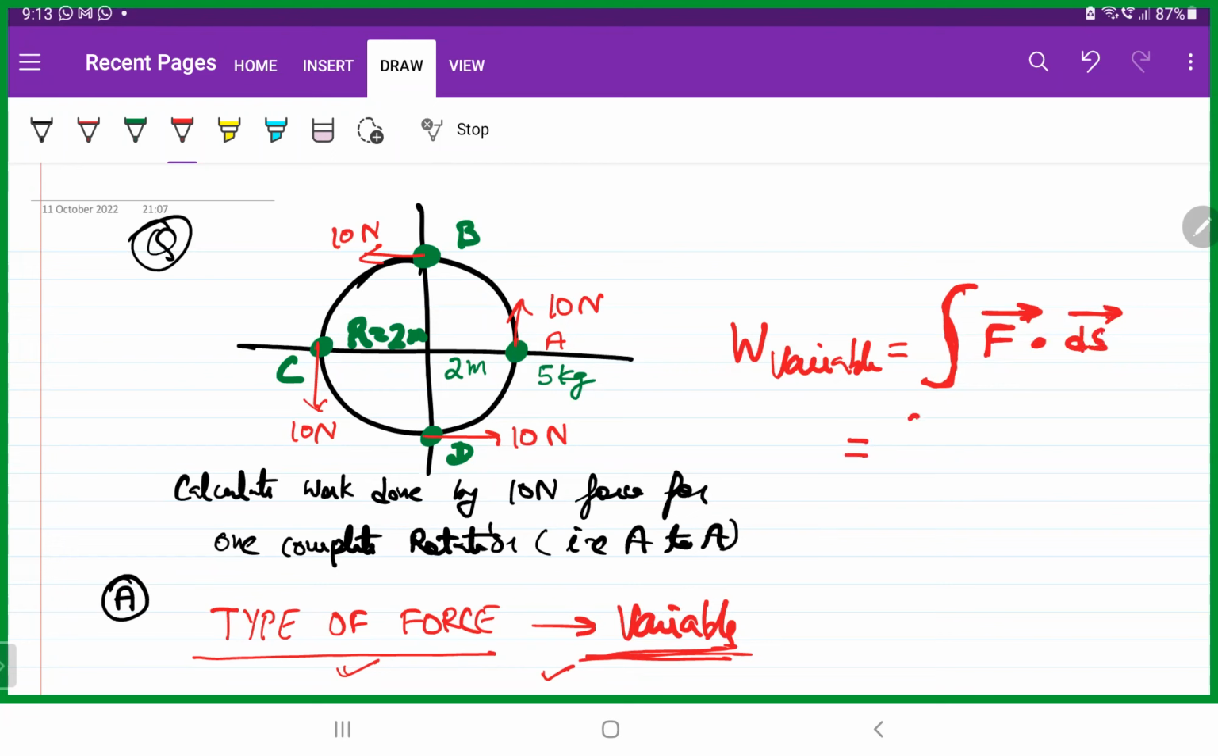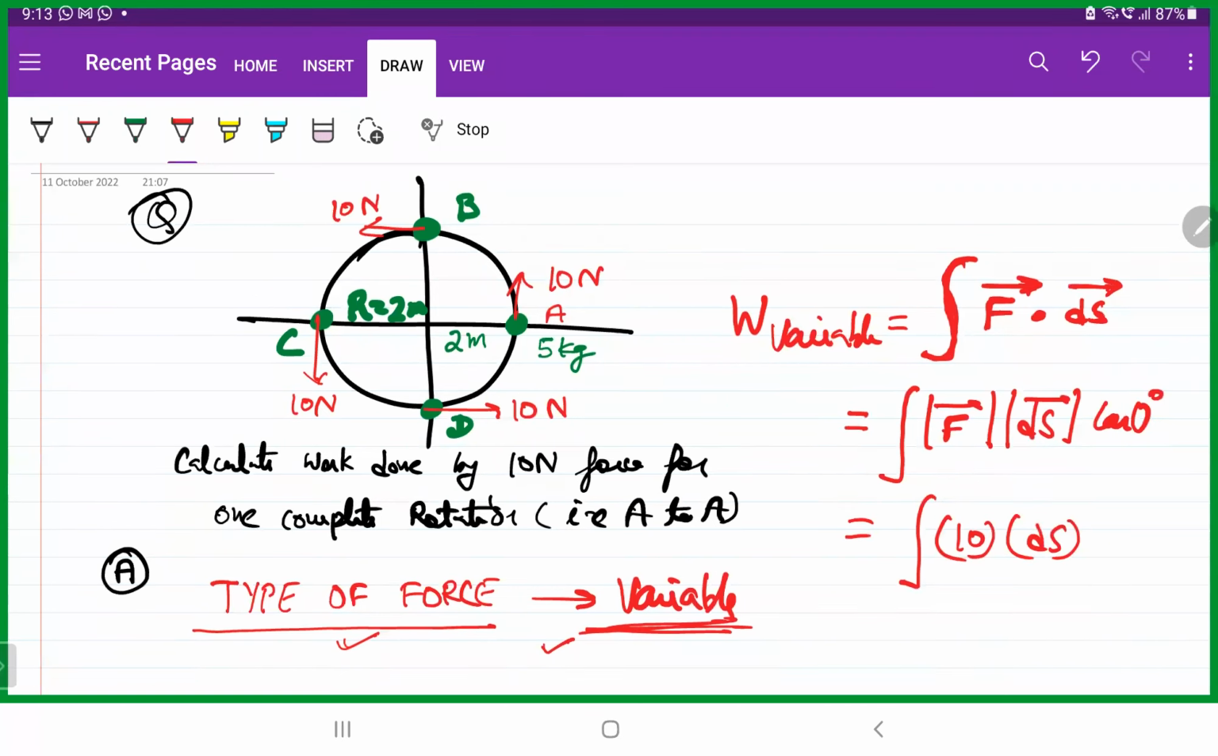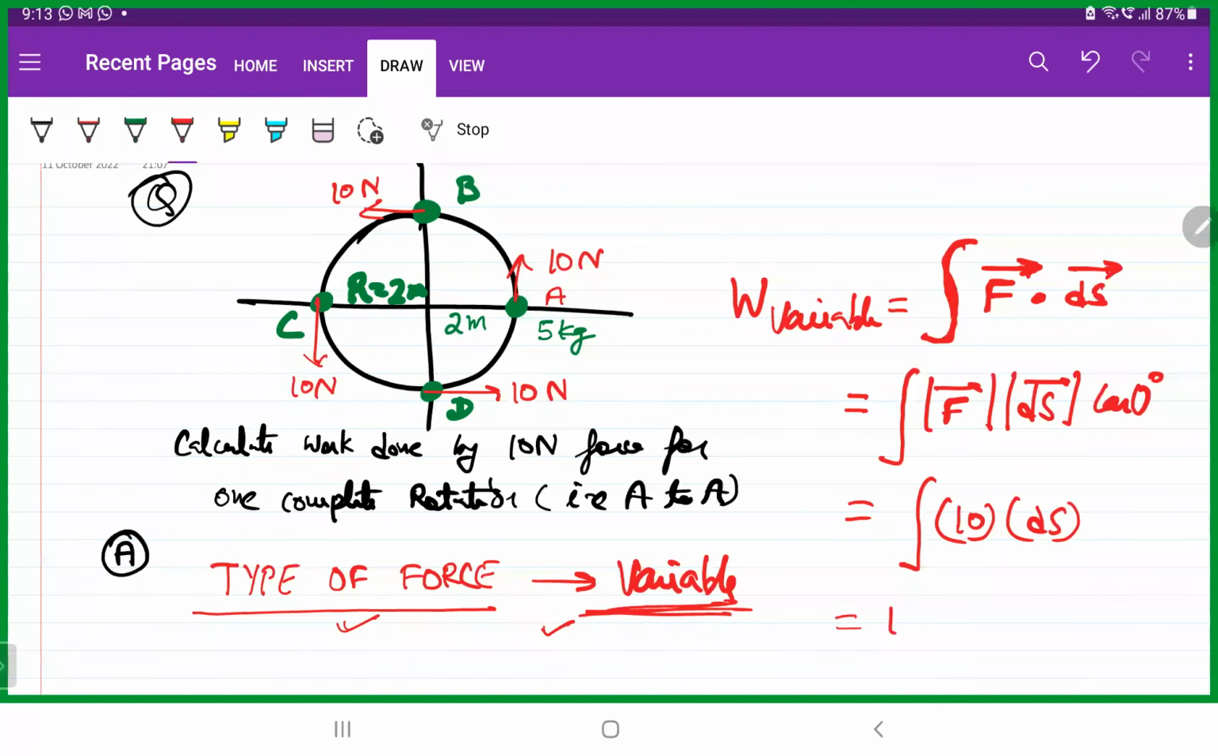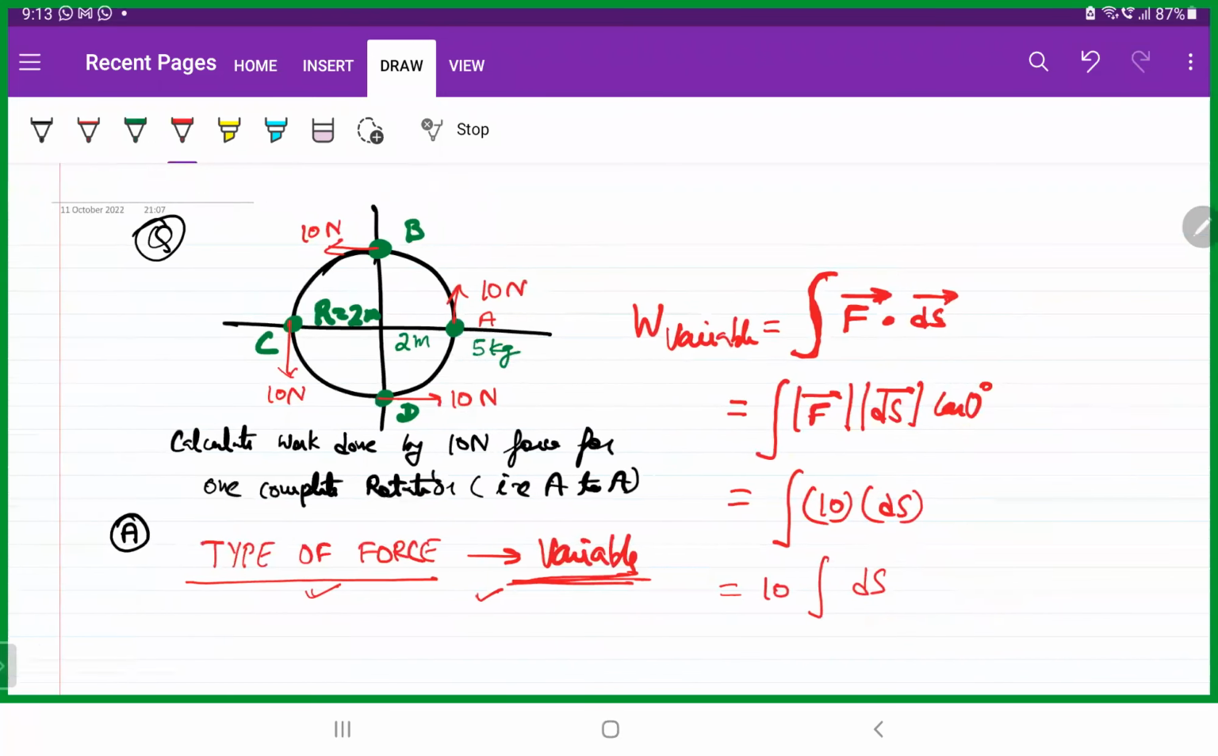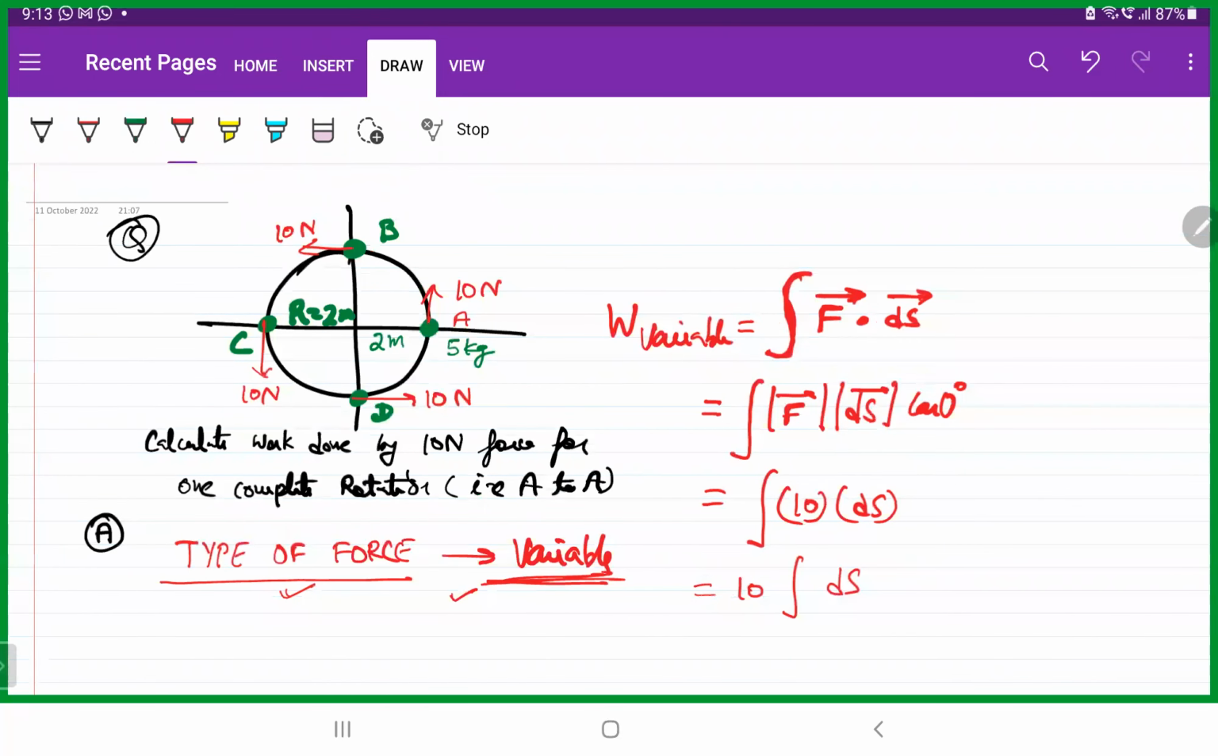Which will be equal to the integration of the magnitude of force times the magnitude of ds. What direction is the displacement? Same direction as the force. So cos 0 degree, which we can write as integration of the magnitude of force, 10, into ds. ds is the small displacement. The 10 will come out. Integration of ds is nothing but adding all the small displacements. How much will that quantity be?